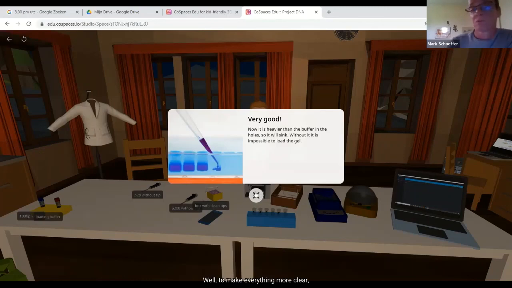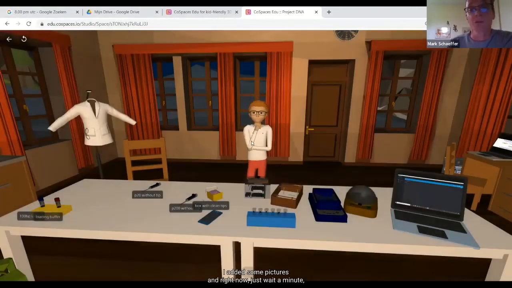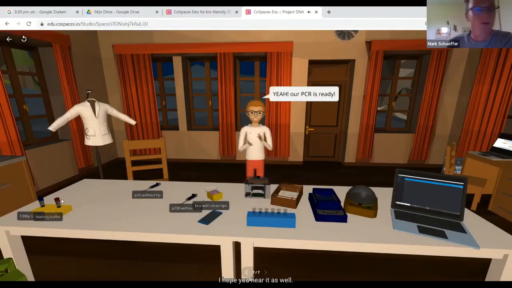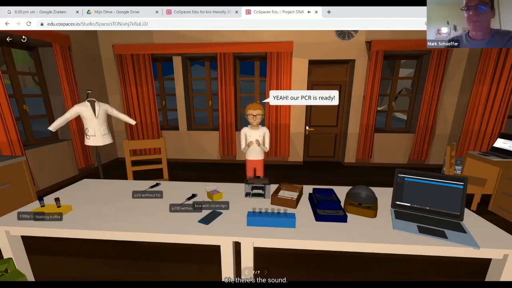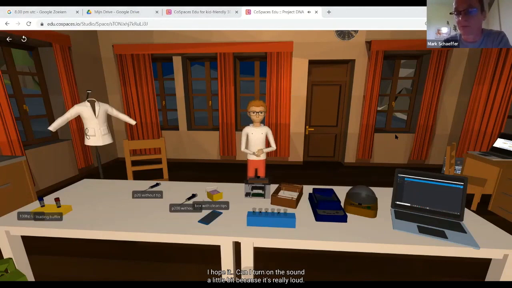Well, to make everything more clear, I added some pictures. And right now, just wait a minute. I hope you hear it as well. My PCR is ready. Oh, there's the sound. He's really happy that my PCR is ready. Can I turn down the sound a little bit? Because it's really loud. Well, my sound is softer now.